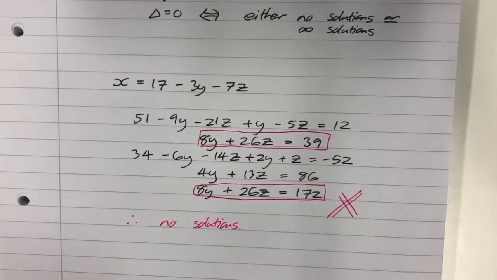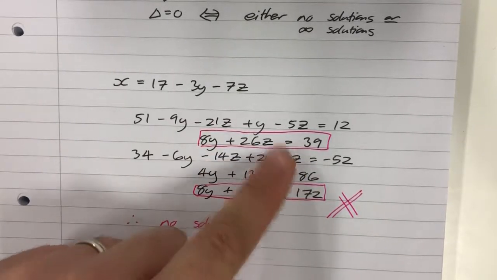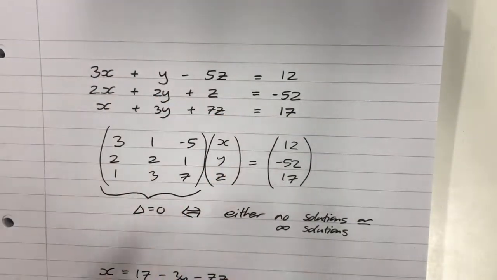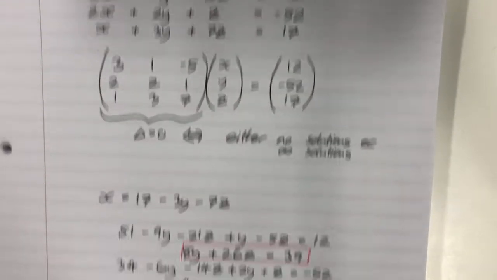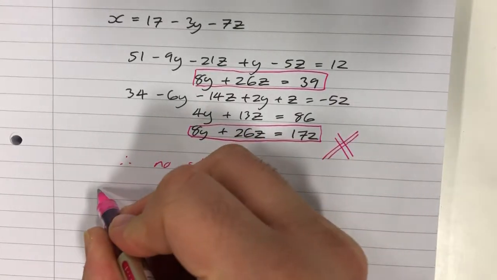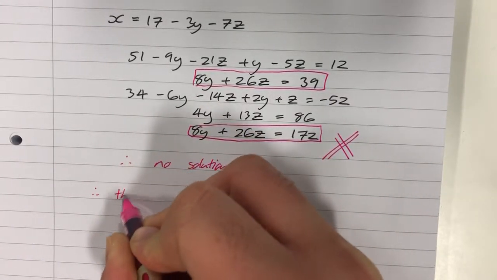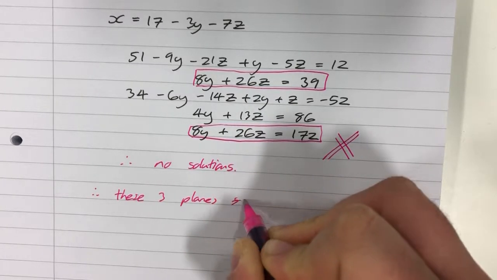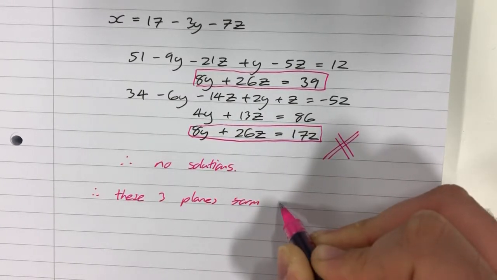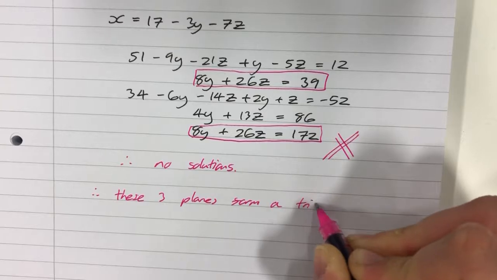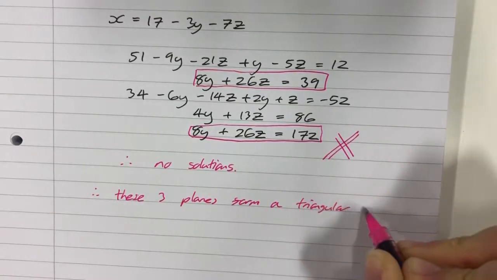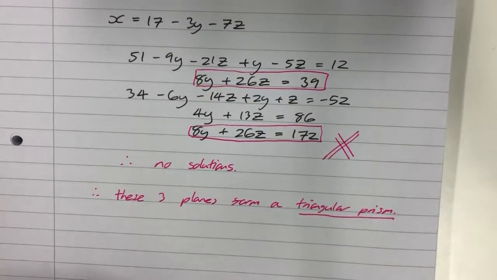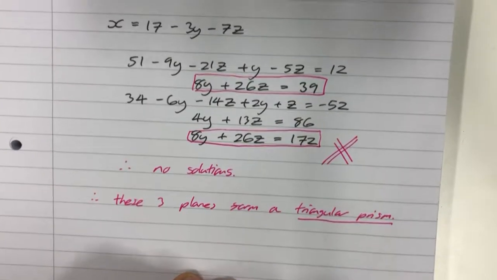Okay. There's no value of y and z which satisfy this. Therefore there's no values of x, y and z which will satisfy this. Okay, so therefore it must be a sheaf. So we can conclude, therefore, these 3 planes form, no, not a sheaf, sorry, a prism. A triangular prism. And sometimes you'll be asked to state the configuration of the planes.